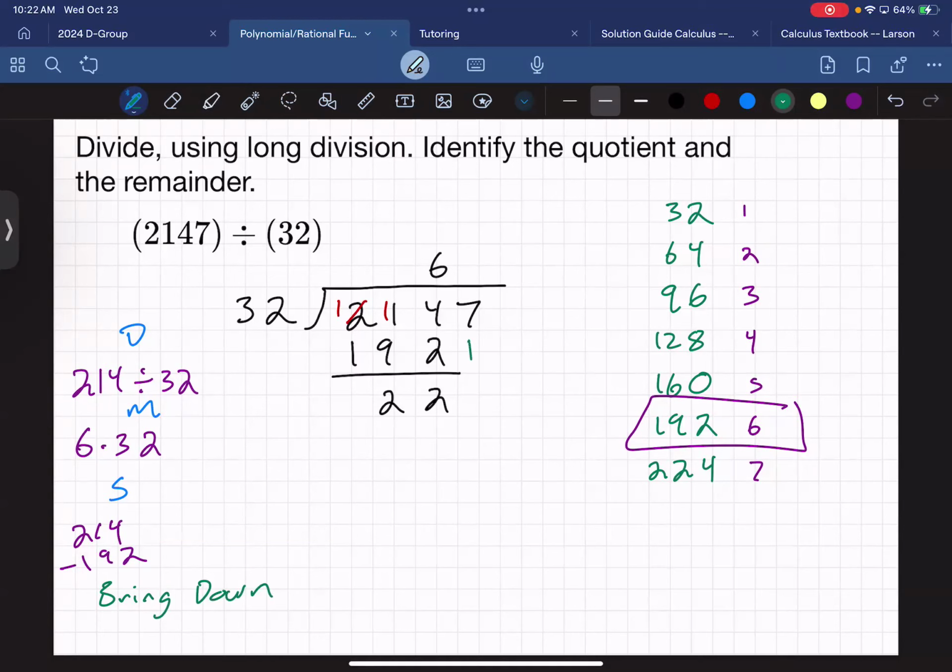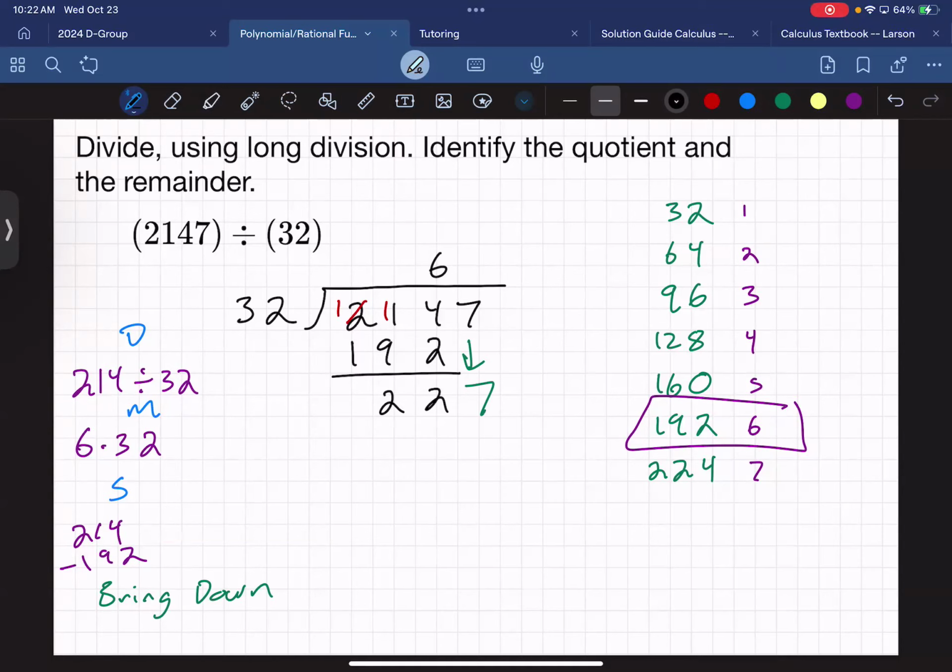Now, make sure you see here, though, as you bring this down, this sets up our next step, right? We're going to do the whole process again. This is why we call it the division algorithm. We keep doing it until we know when to stop.